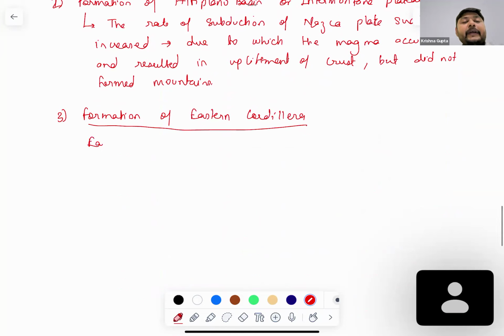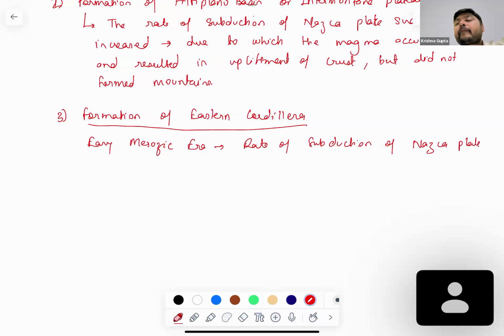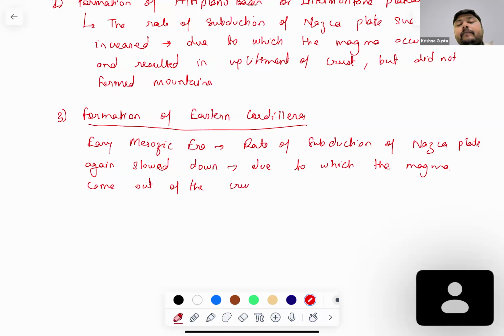Now, during the early Mesozoic era, the rate of subduction of the Nazca plate again slowed down, due to which the magma came out of the crust and formed a mountain chain in the form of the Eastern Cordillera.